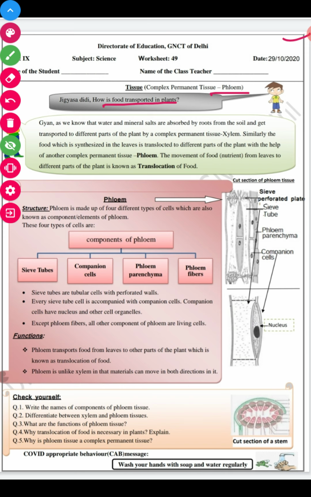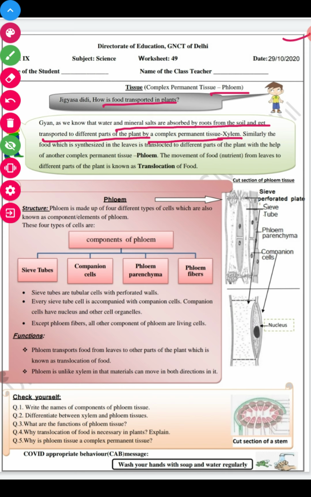Didi explained that water and mineral salts are absorbed by the root from the soil and get transported to the different parts of the plant by the complex permanent tissue called xylem. As we discussed in our previous worksheet, water and minerals are transported through the xylem tissue from root to the tip of the plant or to the leaves.